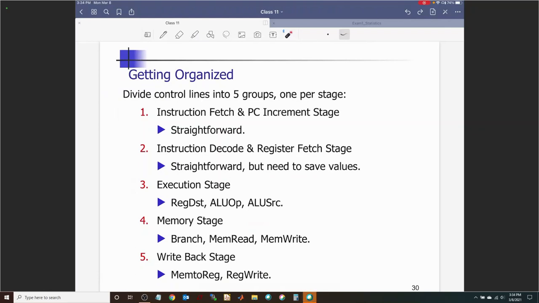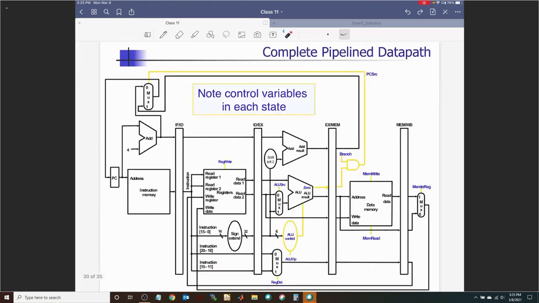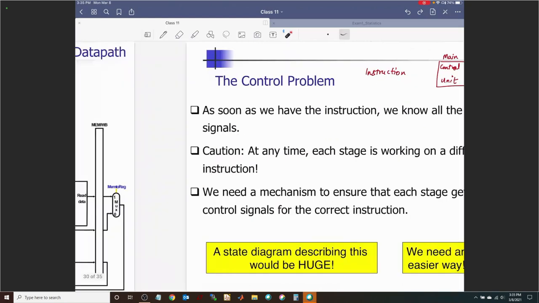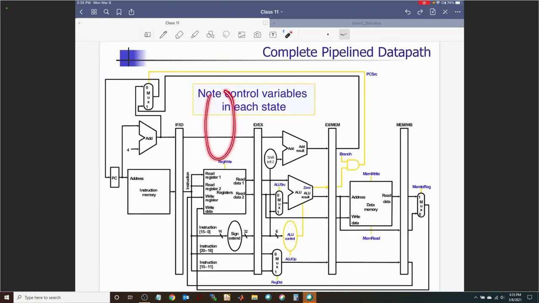So for the first one, which is the instruction fetch and PC increment stage, that is pretty straightforward. Why? It looks like over there we don't have any control signals to worry about. If you have PC source, just put that on the instruction fetch, instruction decode pipeline buffer. Next, instruction decode and the register fetch stage, which is the second stage. Again, it's pretty straightforward. We just need to save the values. That's the stage in which the control unit finds out all the control signals, because that's the instruction decode, right? You need to put them into the IDEX interstage buffer.